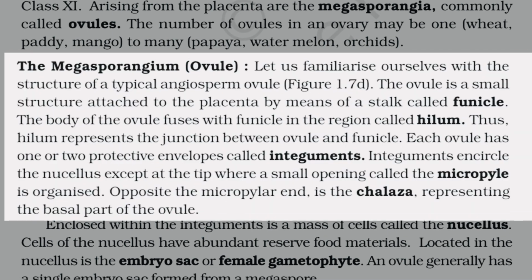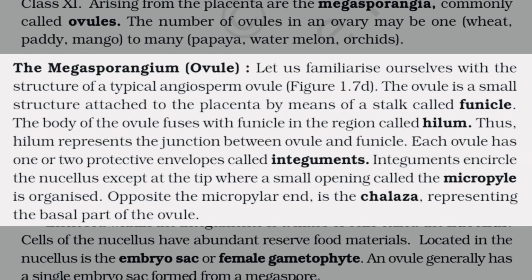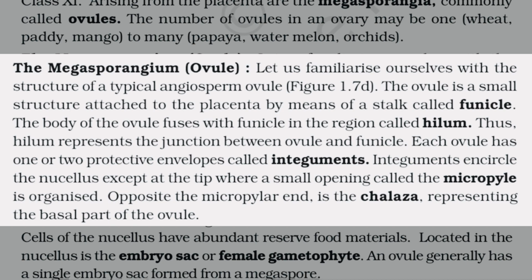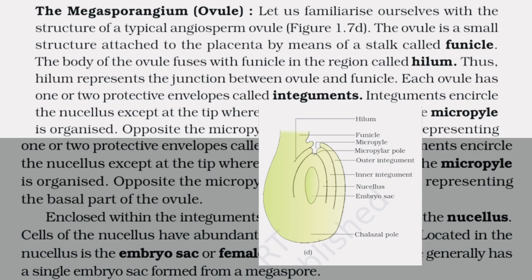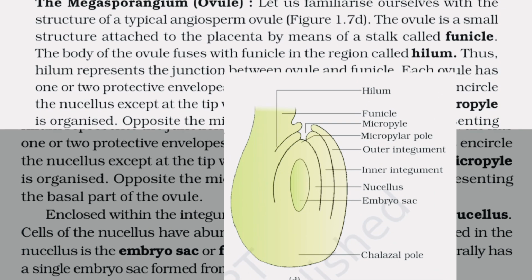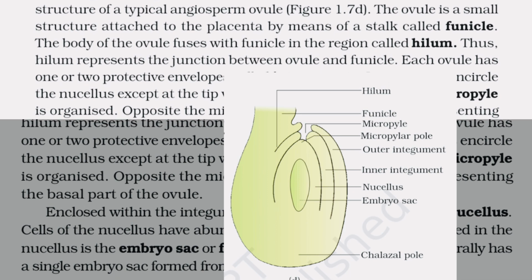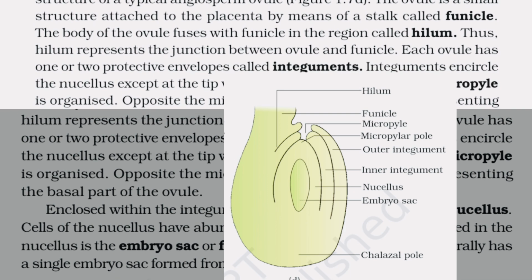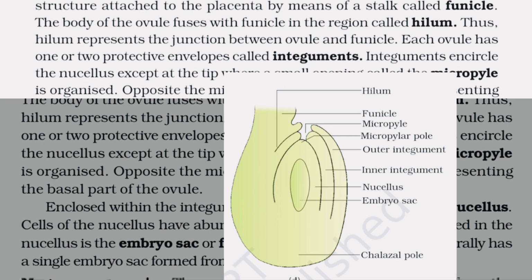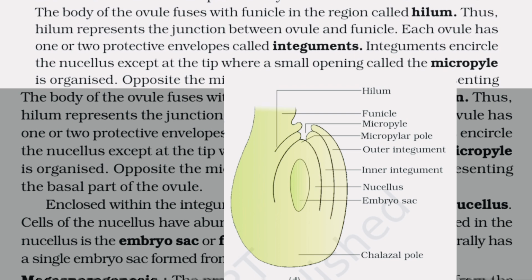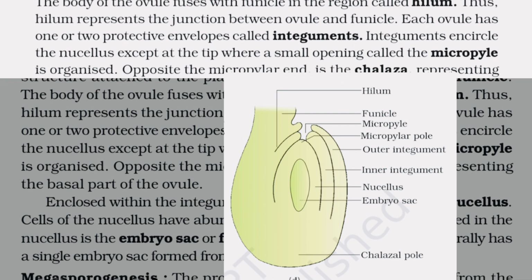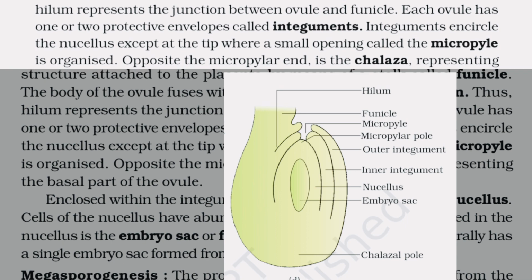The megasporangium, ovule. Let us familiarize ourselves with the structure of a typical angiosperm ovule. The ovule is a small structure attached to the placenta by means of a stalk called funicle. The body of the ovule fuses with funicle in the region called hilum. Thus, hilum represents the junction between ovule and funicle.